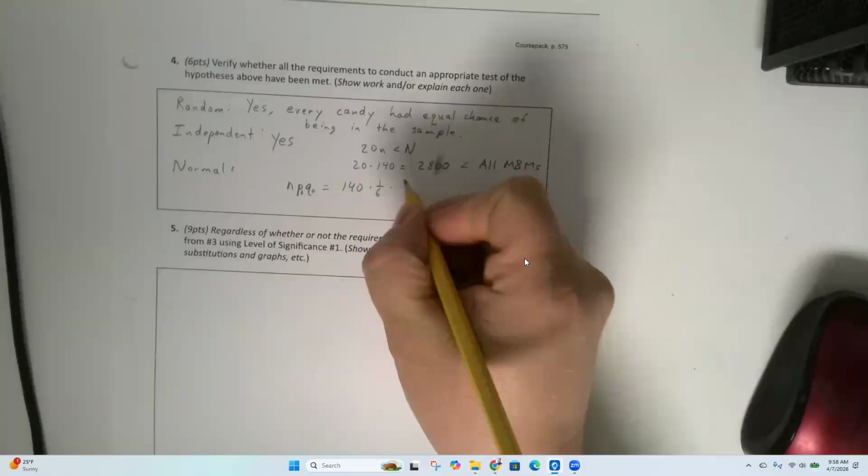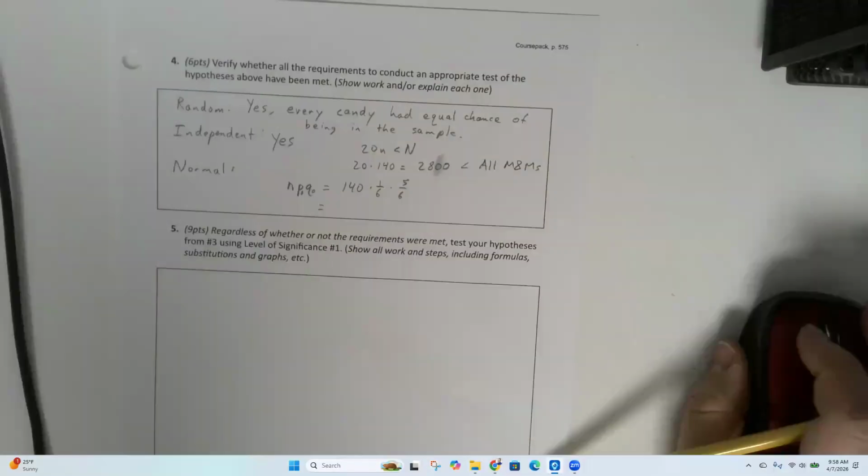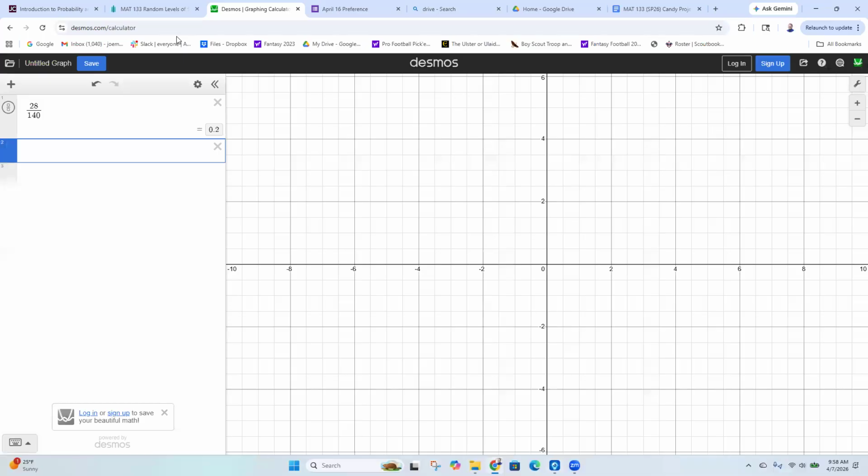5/6. Yep, Kelly's got it. All right, so I'm gonna put that in my calculator, see what I get. 140 times 1/6 times 5/6. Oop, you have to hit the right arrow key to do that. I get 19.4.